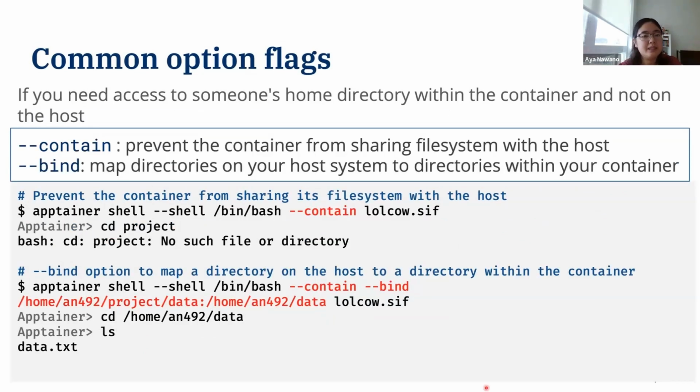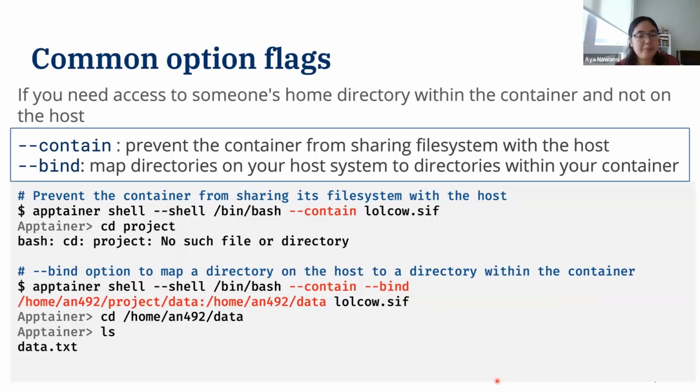Next, we'll discuss two flags, --contain and --bind. Sometimes the developer of a container you're trying to use installs software into a special user's home directory. If you need access to someone's home directory that exists in the container and not on the host, you can use the --contain and --bind options. The --contain option can be used to prevent the container from sharing a file system with the host.